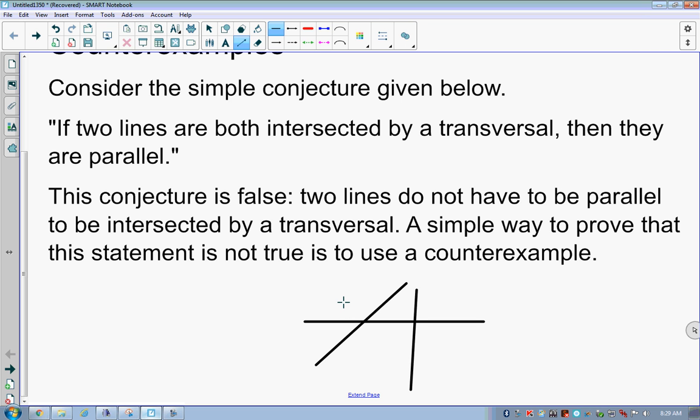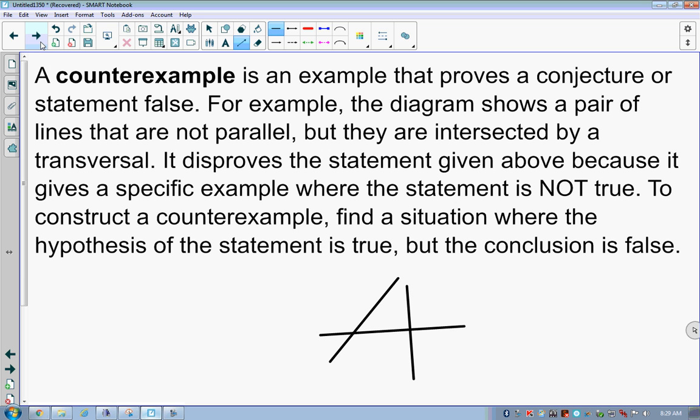Okay. Well, in any case, there's a counterexample. Okay? Here's two lines that are not parallel, but they are intersected by a transversal. So two lines intersected by a transversal don't have to be parallel. Okay, there they are. So in order for us to have a counterexample, I have to meet the hypothesis but prove that the conclusion is not necessarily always true, right?